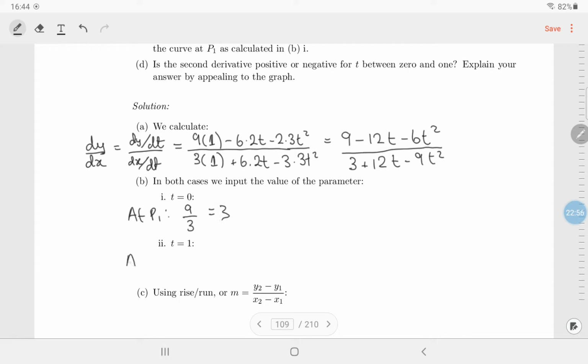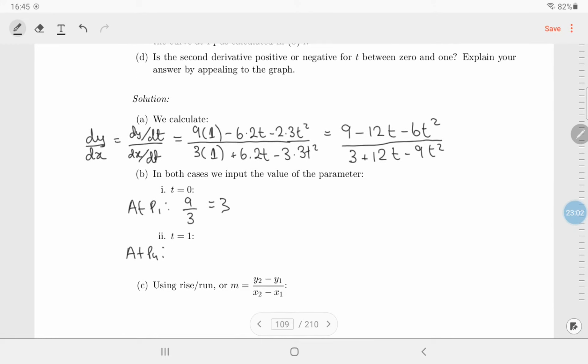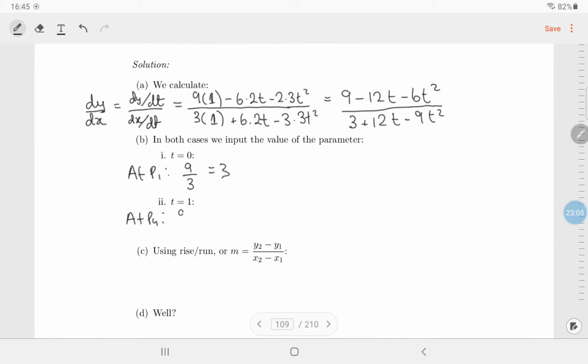Okay, and at the other point, which is P4, so this is t equal to 1. Just substitute t equal to 1 into this. So you're going to end up with 9 minus 12 times 1, which is 12, minus 6 times 1 squared, which is minus 6, over 3 plus 12 times 1, which is 12, minus 9 times 1 squared, which is minus 9. That looks like 9 minus 18 over 15 minus 9. That's minus 9 over 6, which we can leave, but it's also minus 3 over 2. Okay, if I haven't made some stupid mistake.